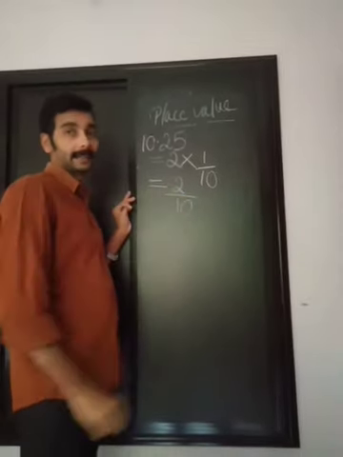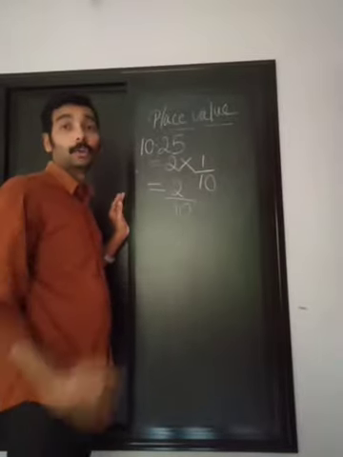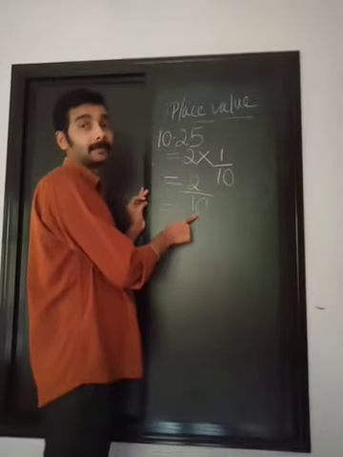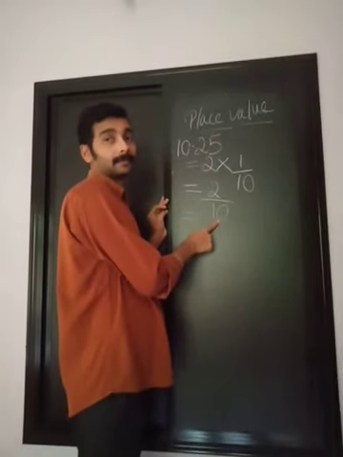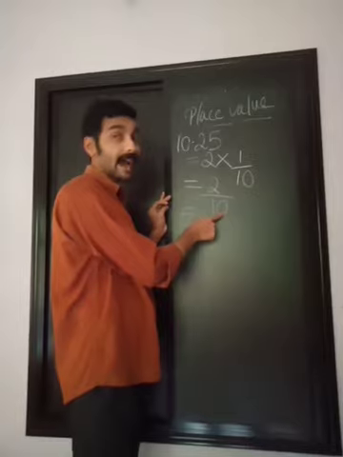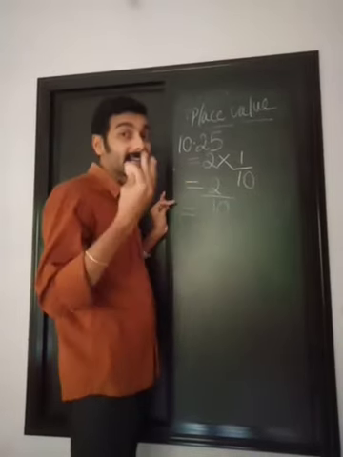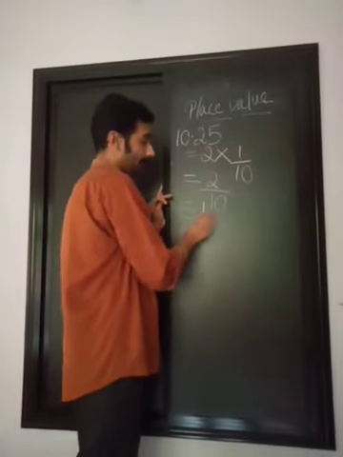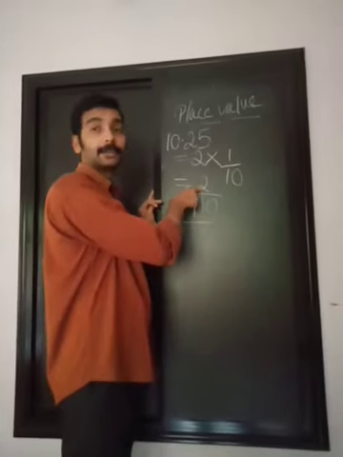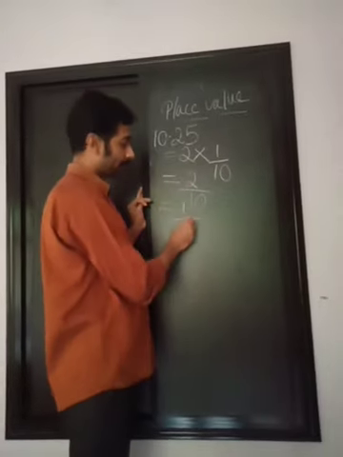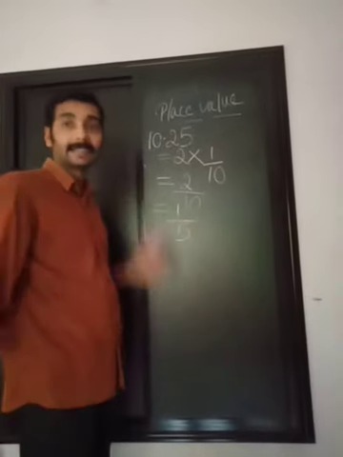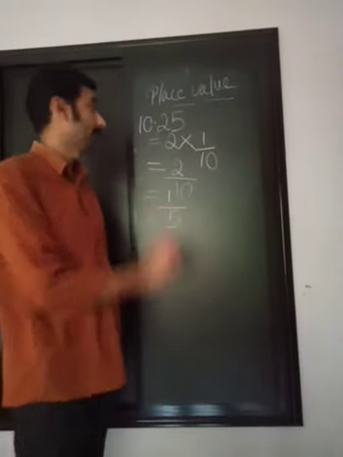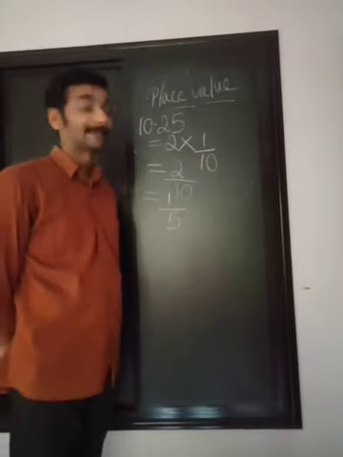2 by 10. Then we convert into the lowest form. That means we divide 2 and 10 by 2. 2 divided by 2 is 1, and 10 divided by 2 is 5. The result is 1 by 5. Clear? Important types of questions.